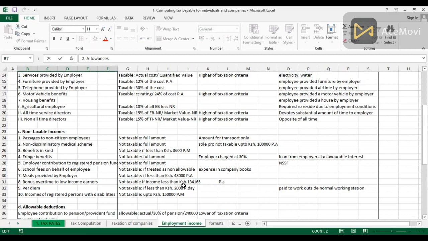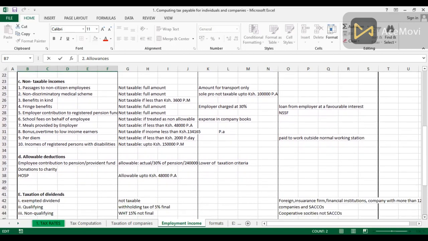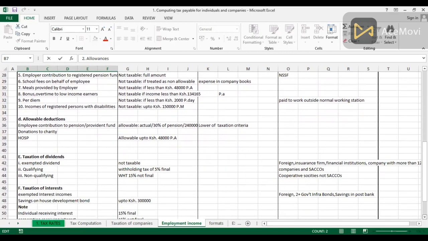This applies if the income is less than 134,165 per annum. Also incomes from persons with disability. And we also have per diem, if less than 2,000 per day; more than 2,000 per day will be taxable. We then have the allowable deductions: contribution to a pension or provident fund, donations to charity, or contribution to a home ownership savings plan.